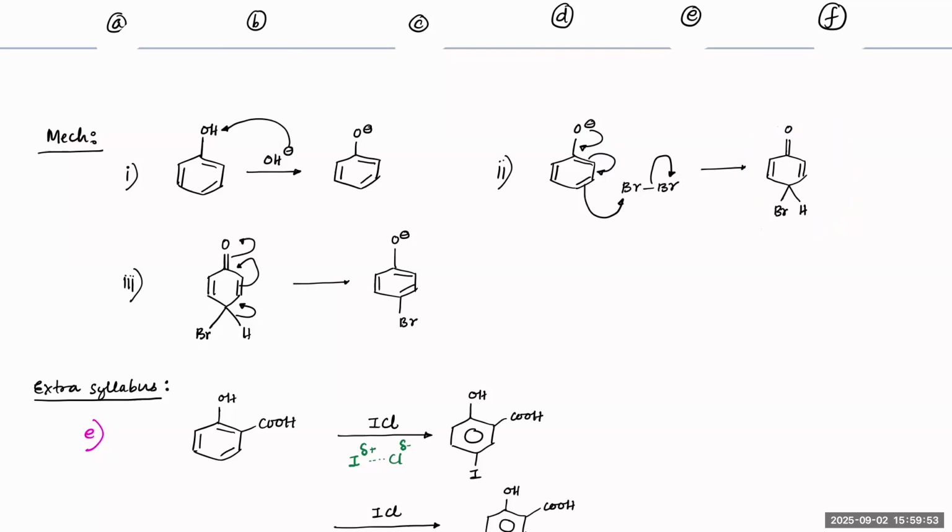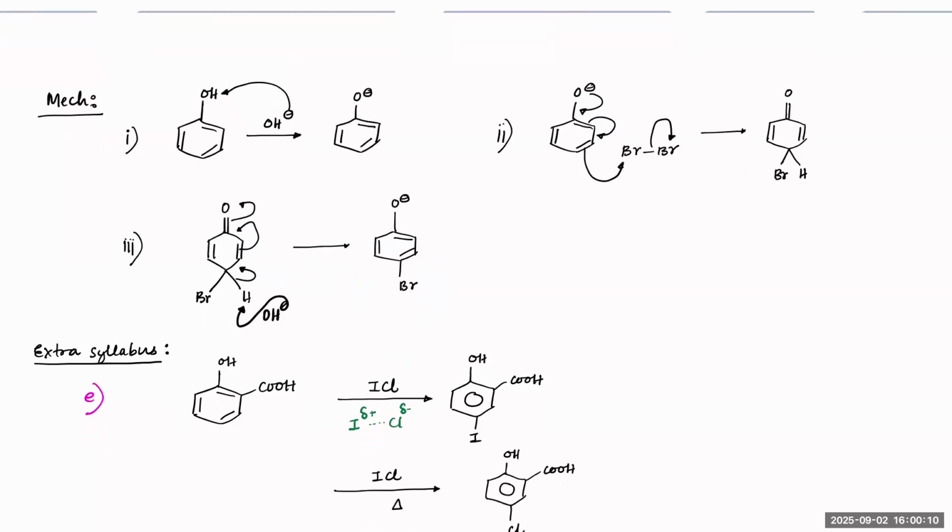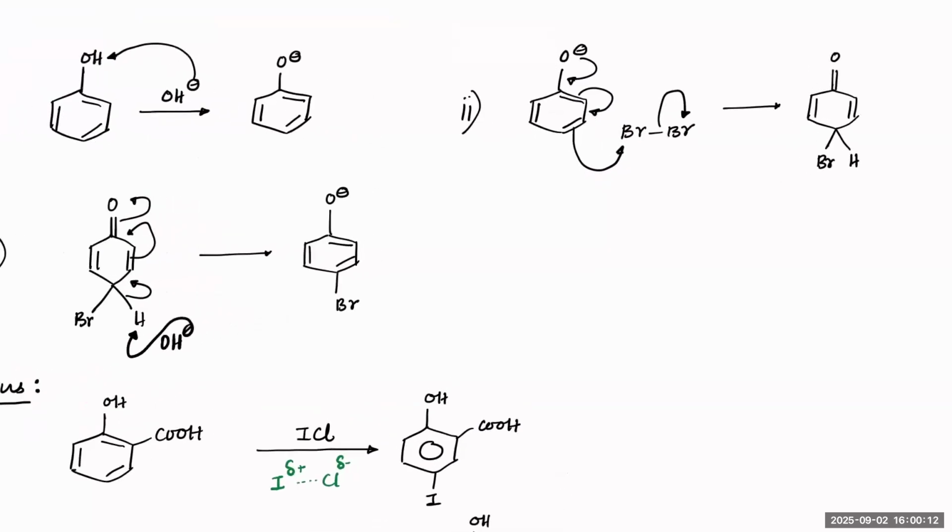Thereafter, to retain the aromaticity, OH minus can attack H+, push here, and O minus will come. So what did we get? You get the aromatic ring again. So this is one of the products you can get, correct? Now this can go further. This can go through further reaction.